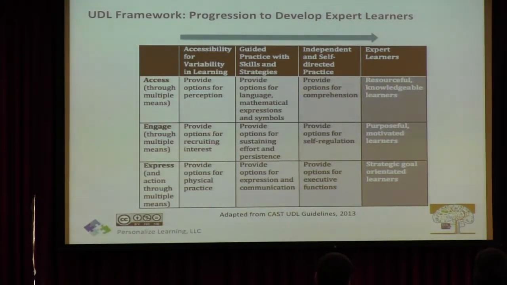In that very first level, under those guidelines, we're really talking about getting accessibility for the variability in learning. And so getting that on the table and getting people to understand that piece is very important. That means all classroom teachers. Then the next stage in this progression is where there's guided practice with the development of skills and strategies that would support their learning. Okay? And then as they're moving towards expert learner, the next area is independent and self-directed practice.